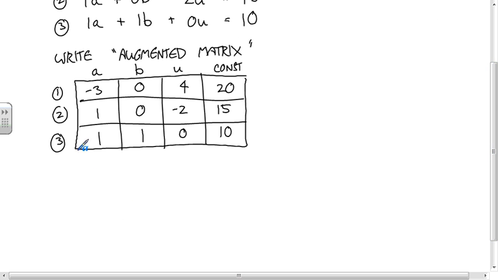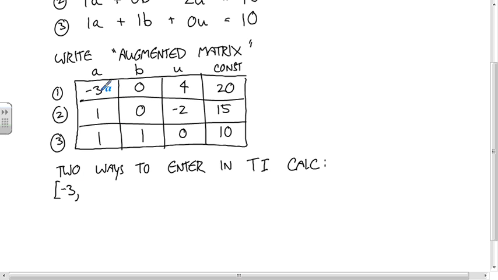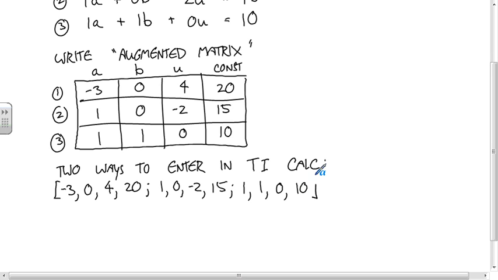And in a TI calculator, there are 2 ways to do it. The first way is square brackets, commas separating values that are on the same row, and semicolons separating the rows. So negative 3, comma 0, comma 4, comma 20, and now semicolon, 1, comma 0, comma negative 2, comma 15, semicolon, 1, comma 1, comma 0, comma 10, and then close the square bracket.